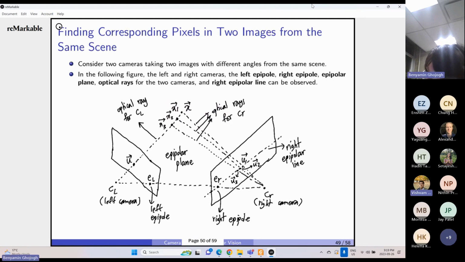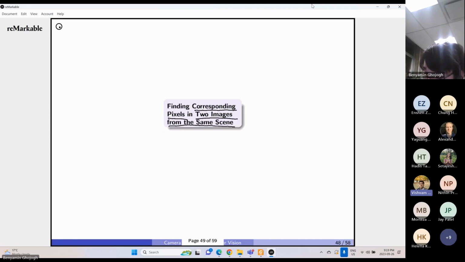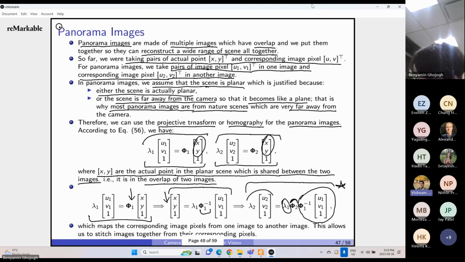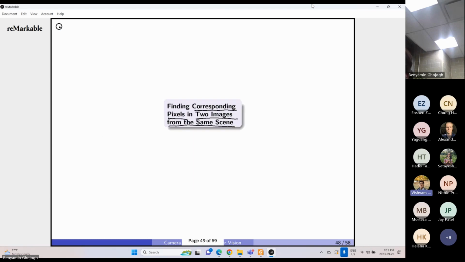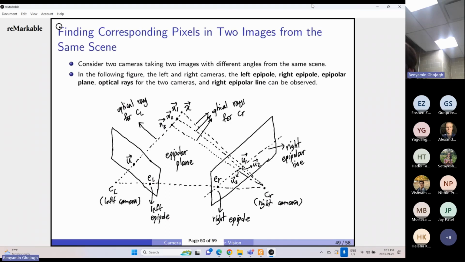Sorry, are the intrinsic parameters of both of these cameras equal or different? No. So in panorama, you mean? In which one? In this one, the next one. No, they can be different. Okay. Yes, we'll see that.